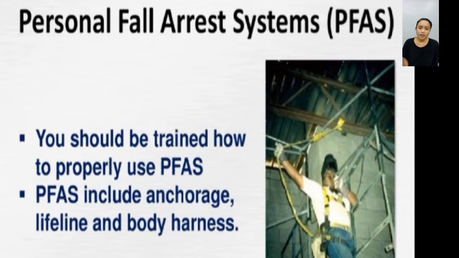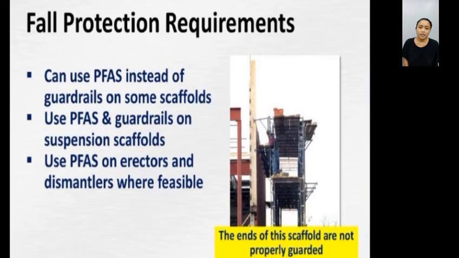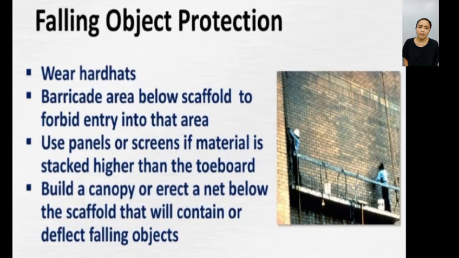Falling object protection. Wear hard hats, barricade the area below the scaffold to forbid entry into that area. Use panels or screens if material is stacked higher than the toe board. Build a canopy or erect a net below the scaffold that will contain or deflect falling objects.